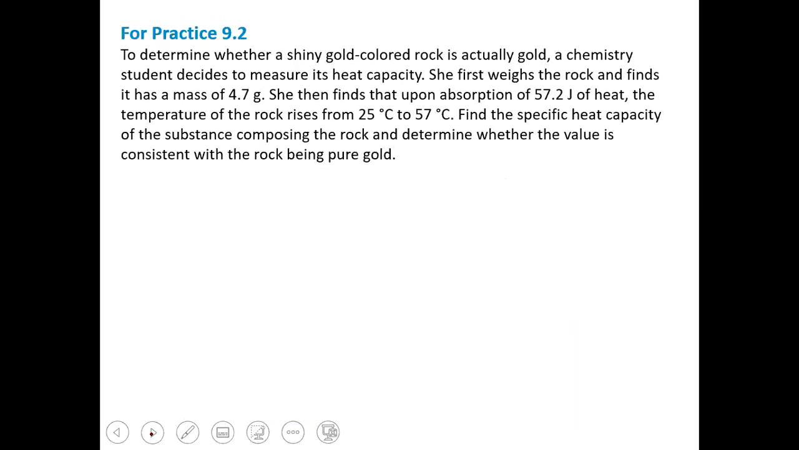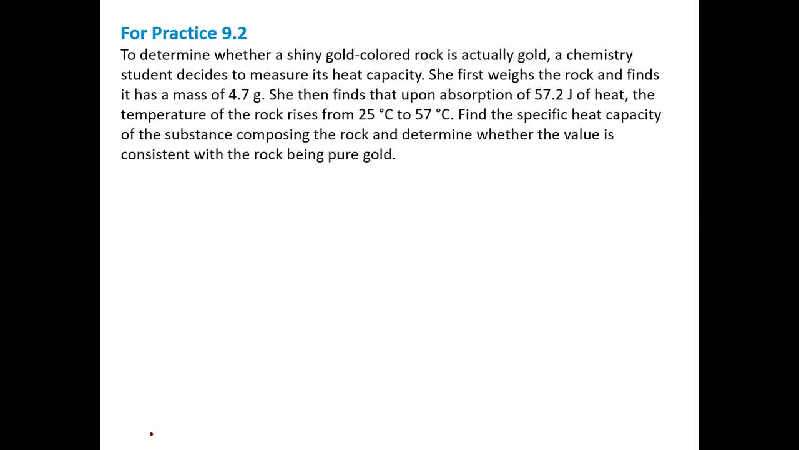So I believe this next slide says, determine whether a shiny gold colored rock is actually gold. This is an example where you don't really know what specific heat capacity to use, so you're actually going to find it and then figure out what your substance is. A chemistry student decides to measure its heat capacity. Another thing, this book also refers to heat capacity and specific heat as the same thing, because they only really use specific heat. Sorry for the confusion.